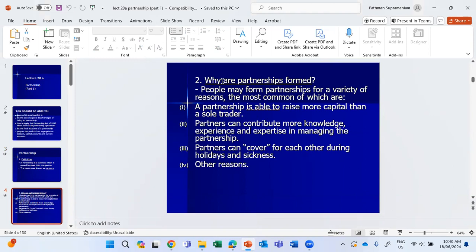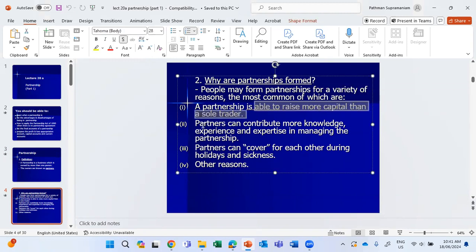Okay. So why are partnerships formed? Well, as I mentioned just now, when the business is doing well, the sole trader wants to expand the business, so they need more capital, because as a sole trader, the capital might not be very big, and if they want to expand the business, they might need a loan. The bank might not be able to give the amount of loan required. So hence, we bring in more partners and form a partnership. In addition to raising more capital, it's also to share and contribute knowledge.